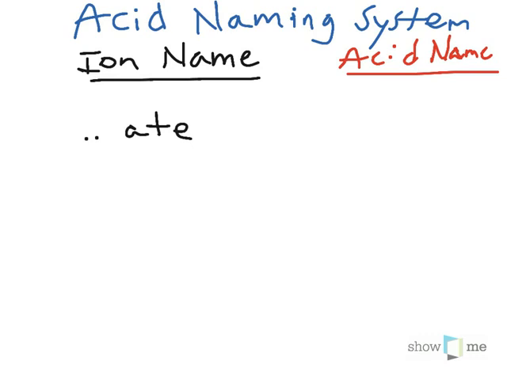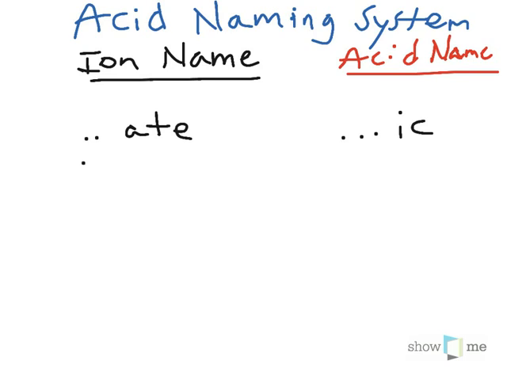Okay. So if you have anything that ends in ate, like nitrate, sulfate, phosphate, if that's what's attached to the hydrogen, no matter how many hydrogens happen to go with it, then this acid is an ic acid. Okay. So like sulfate becomes sulfuric acid. Phosphate becomes phosphoric acid. That's what's attached to the hydrogen.